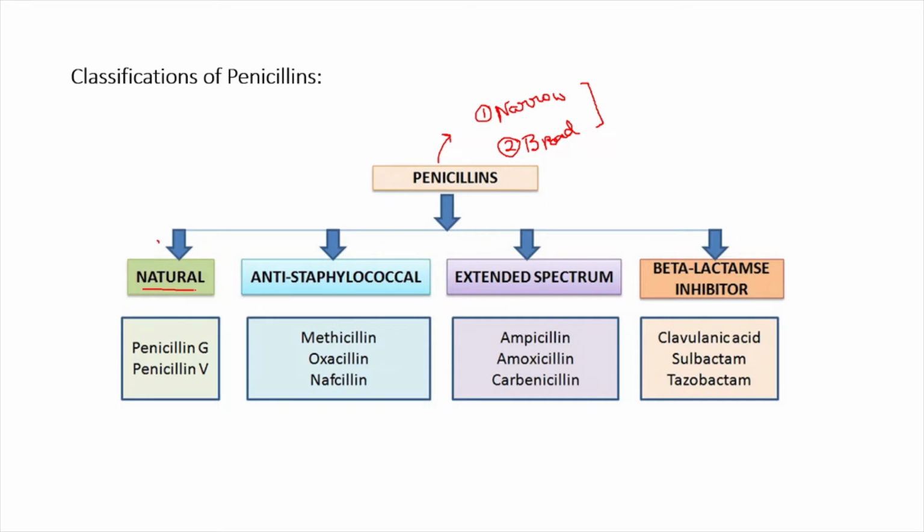As I have already told you, natural penicillins are mostly of two types, penicillin G and penicillin V. It has also been seen that some penicillins are effective against staphylococcal bacteria, so they are called anti-staphylococcal penicillins. The three most important ones are methicillin, oxacillin and nafcillin. We have extended spectrum penicillins also, like ampicillin, amoxicillin and carbenicillin.